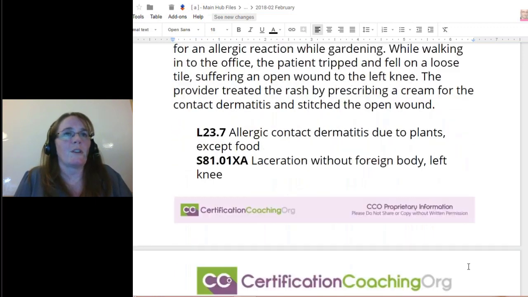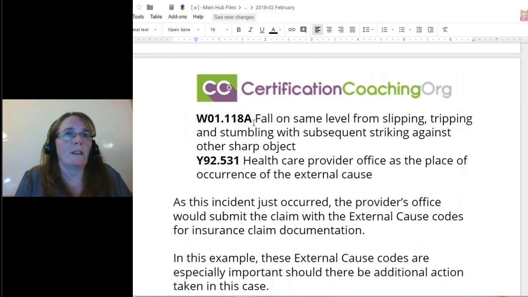So we're going to have our diagnosis code of L23.7 for an allergic contact dermatitis due to plants, S81.01XA, which is our laceration with a foreign body for the left knee. Then our place of occurrence codes, we're going to have W01.118A, which is a fall on the same level from slipping, tripping, or stumbling with a subsequent striking against other sharp object. In this category, there are hitting glass, hitting something mechanical. So this is other sharp object. And Y92.531 is a place of occurrence for a healthcare provider's office. I guess they're common enough that they have their own code.